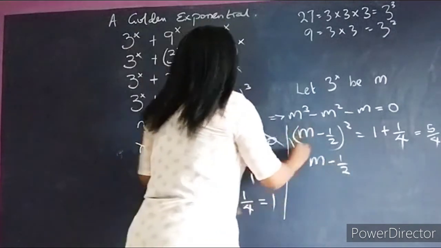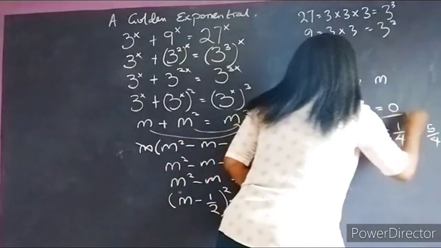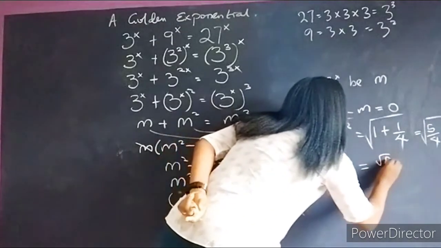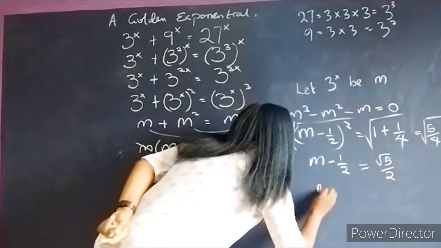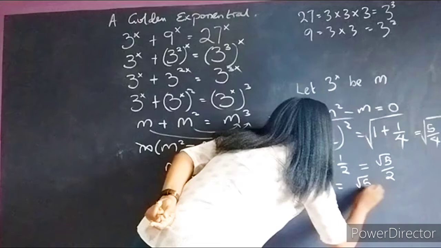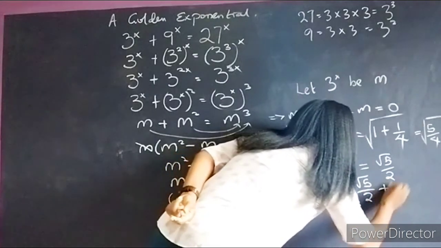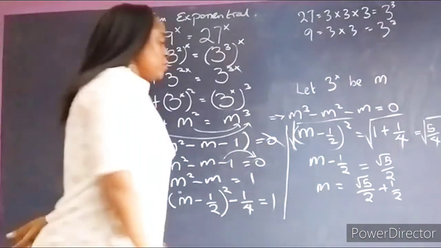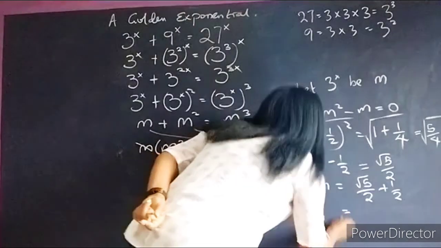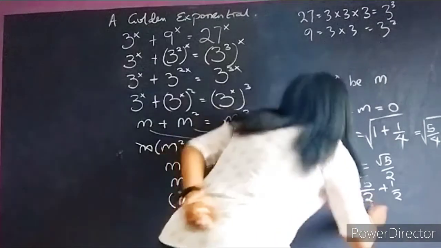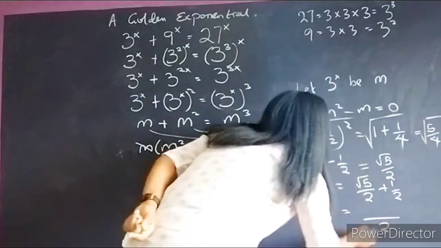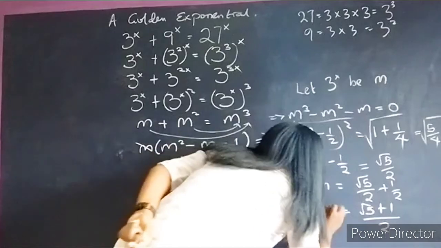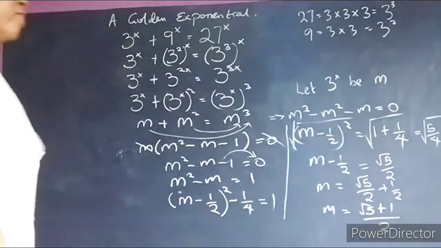If we find the square root of both sides, we're going to have m minus 1 over 2 equal to the square root of 5 over 2. Then m will be the square root of 5 over 2 plus 1 over 2. So m is what? Using the LCM, m is equal to root 5 plus 1, all over 2.